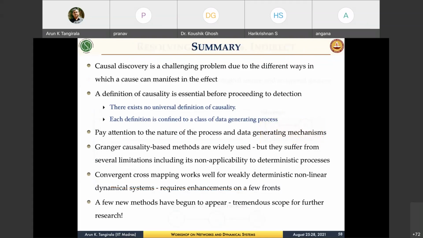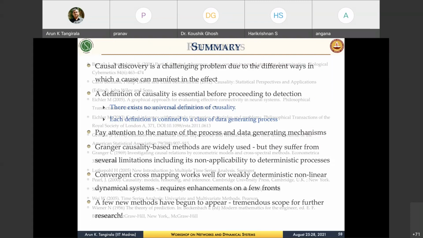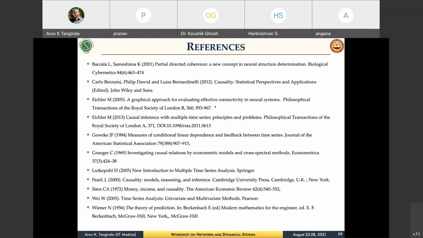So I will conclude. A lot of points I've already mentioned, but what I want to say is that there are a few new methods that have begun to appear, and there is tremendous scope for further research. And always remember, causal discovery is a challenging problem simply because there is no universal definition of causality, which is good. Each group specializes in one or two different forms of causality and contributes to the literature and to the resume. So thank you. The floor is open to questions.